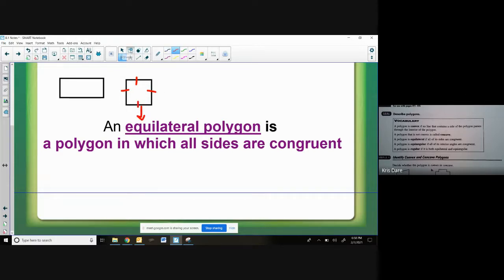Okay, is there another one we've studied that has all equal sides? Let's see here. What about a rhombus? Is a rhombus equilateral? Are all of its sides equal? Yep, they sure are. It's like a square that's leaning on its side. Okay, so an equilateral polygon is just a polygon that has equal sides.